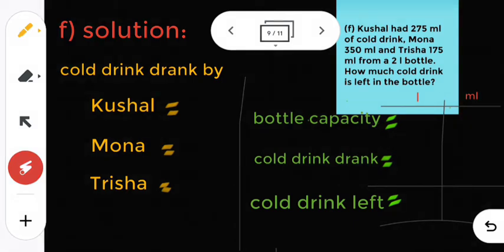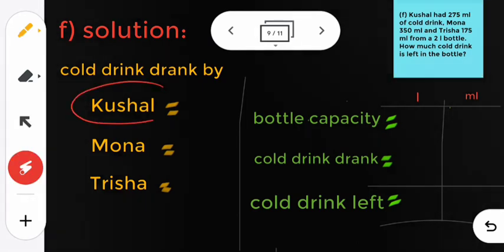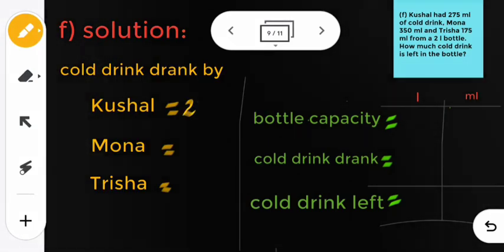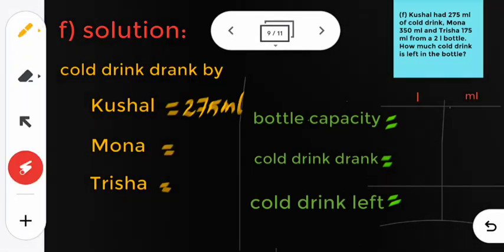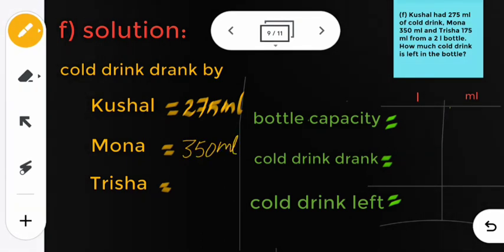Okay, so let's see here. Kushal, how much he had? Here he had 275 milliliter. Again, Mona had 350 milliliter. Again, Trisha had 175 milliliter. So now you have to find how much they all together drank.